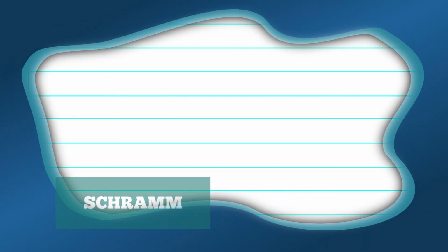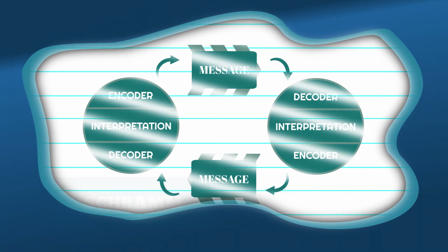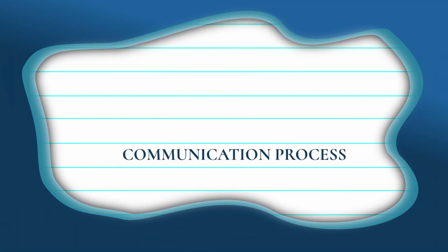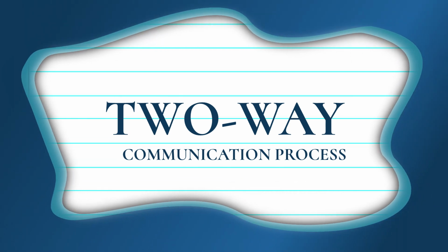Now class, let's go to the next. Let's take a look at this graph. The Schramm Model of Communication. This is the Schramm Model. It is an interactive approach. It is a two-way communication process where a response is given after a message is sent.